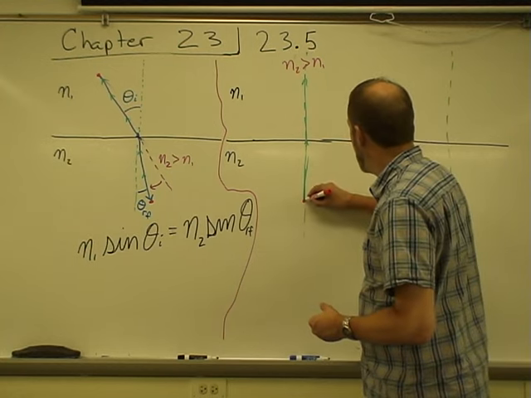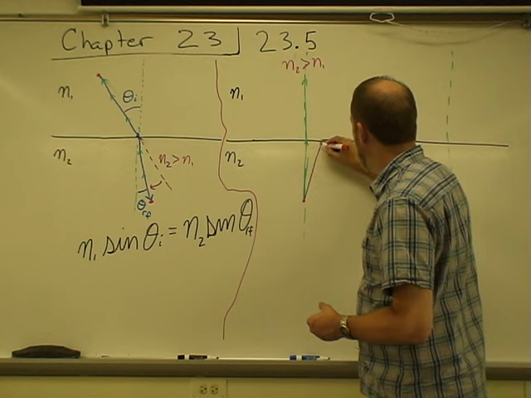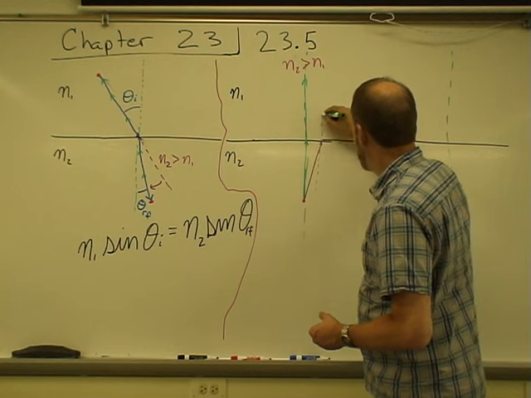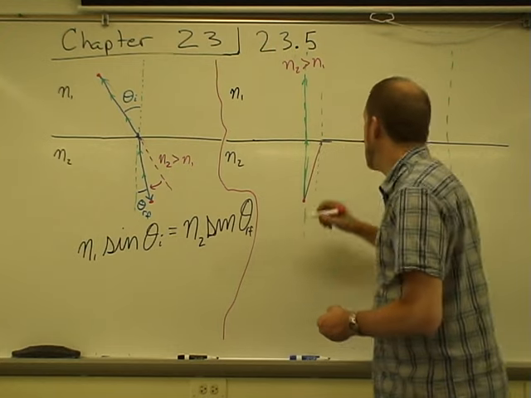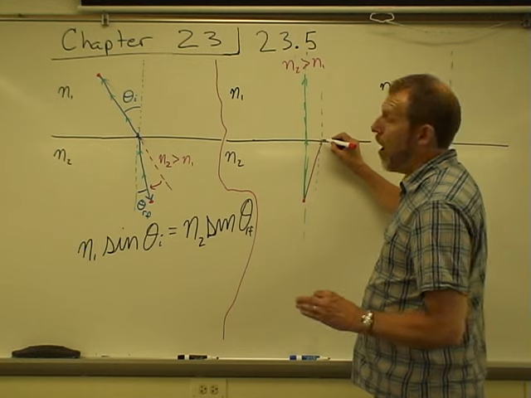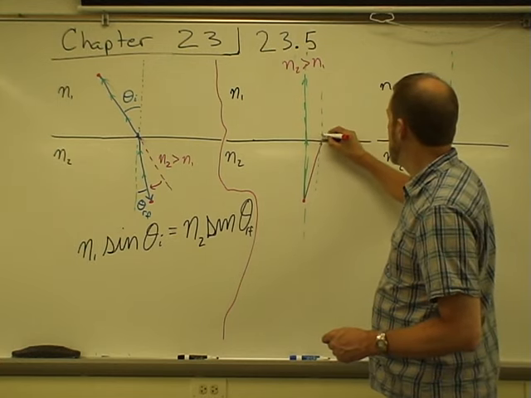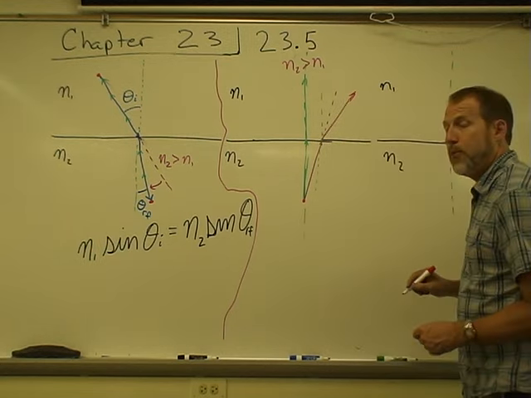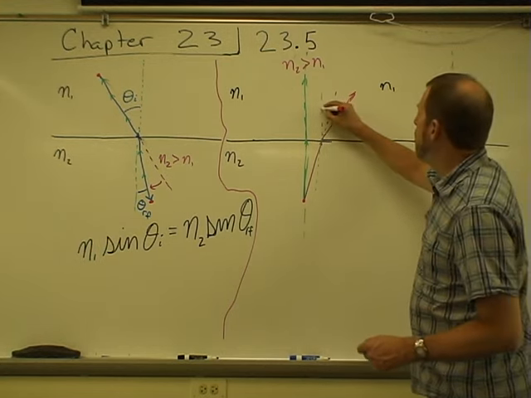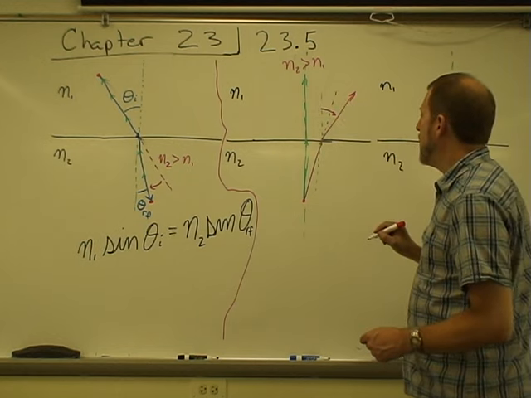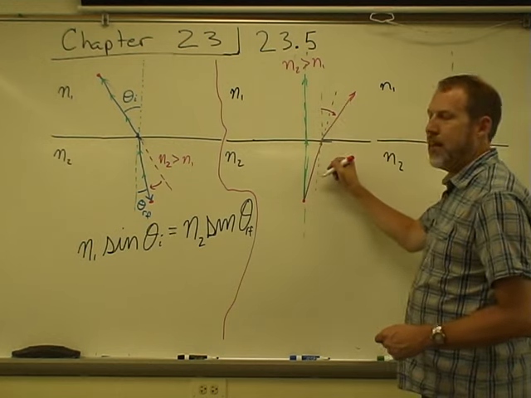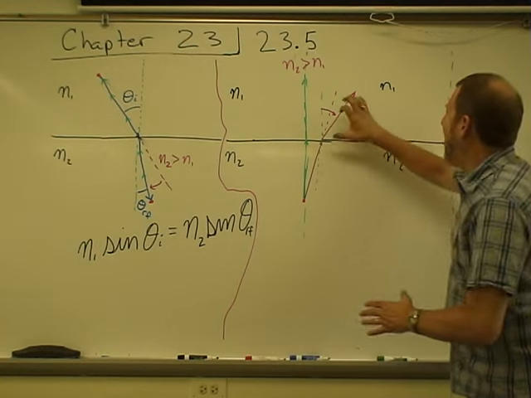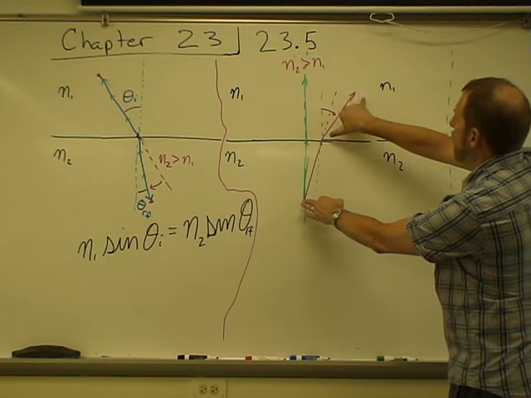If I've got a ray of light that hits off of the normal, then the resulting path is going to be bent farther away from the normal than it had been in the first medium, the medium that it started in. So the farther away I get, the greater this angle gets.